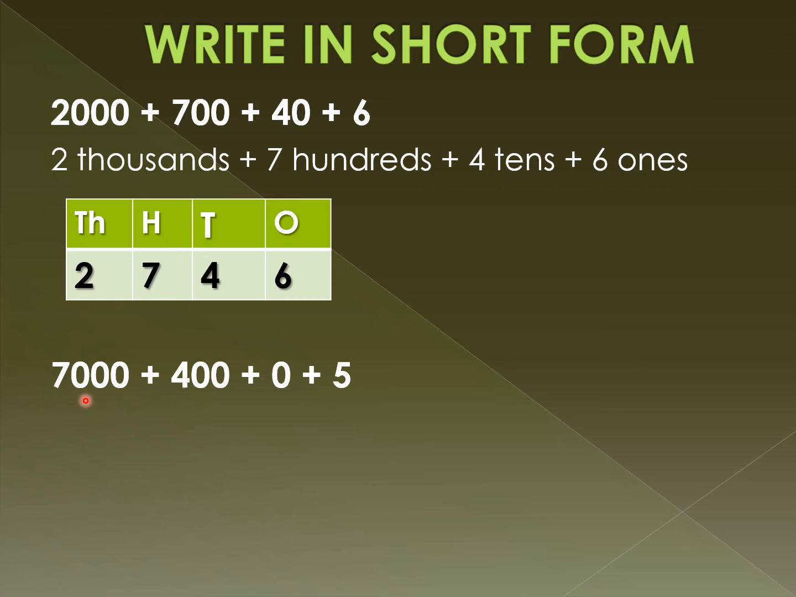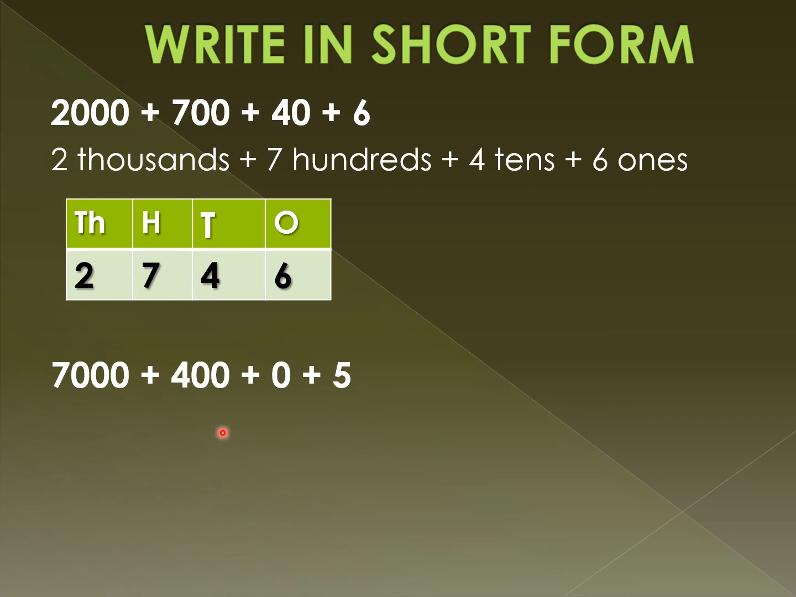We have 7000 plus 400 plus 0 plus 5. Now, if we look at the place value chart, we know 5 will come in the ones place. There's nothing in the tens place, so we put a 0 in the tens place, 4 in the hundreds place, and 7 in the thousands place.